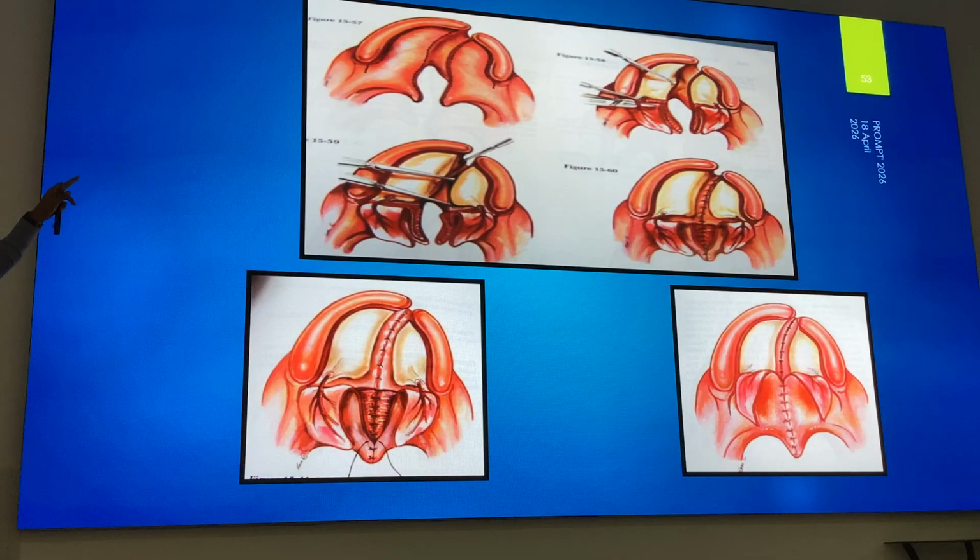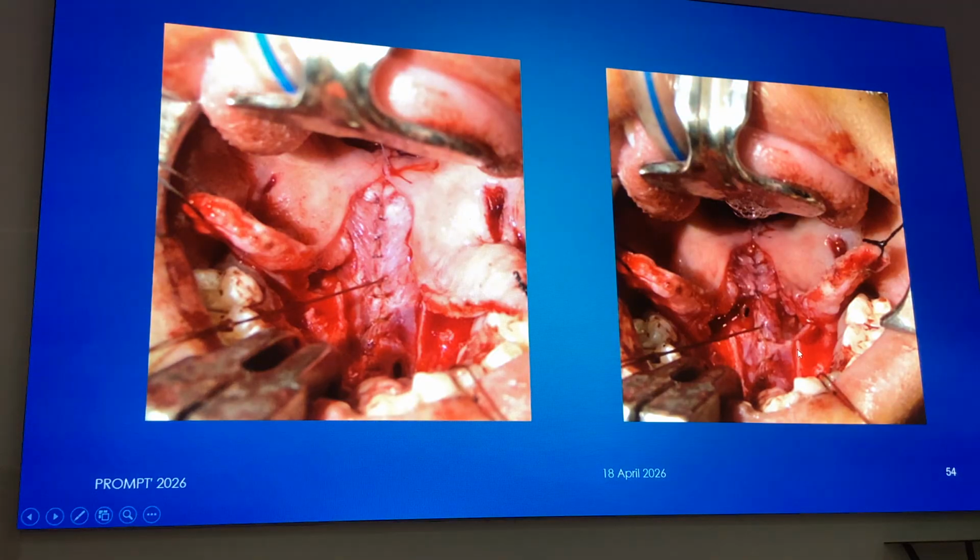Then you close the nasal layer, if it is not already closed in the lip repair. Then they close the muscle here. In the picture here, you close the muscle from what is attached here. It's brought into a more anatomical position and it is closed. And then we close the soft palate, and then we close the hard palate. Next picture. So this is how it looks.